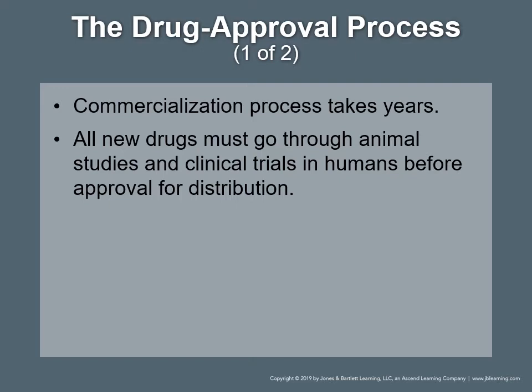All new drugs must go through animal studies and clinical trials in humans before approval for distribution. Animal studies are designed to learn more about the properties of a drug and to identify tissues and organs that are sensitive to the actions of the drug. Testing in at least 2 animal species is required by law. After successful completion of animal studies, an investigational new drug may enter clinical trials in humans.